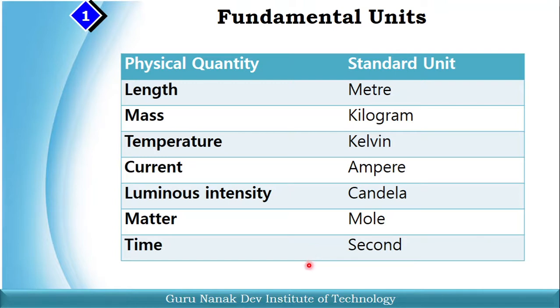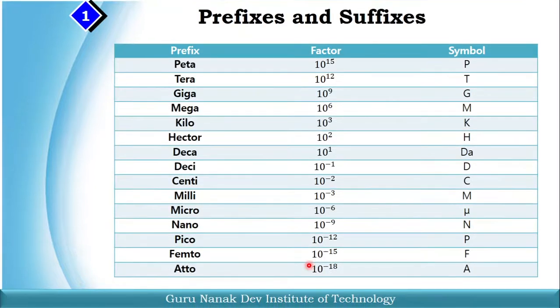Now during calculations you will see the data is either very large or very small. So if your data is very large or very small, then it is not wise to write the data in the form of zeros. So suppose your data is 15 zeros. It is not wise to write 15 zeros. Instead of that, you can use 10 raised to power 15. So that 10 raised to power 15 is called peta and the symbol is P.